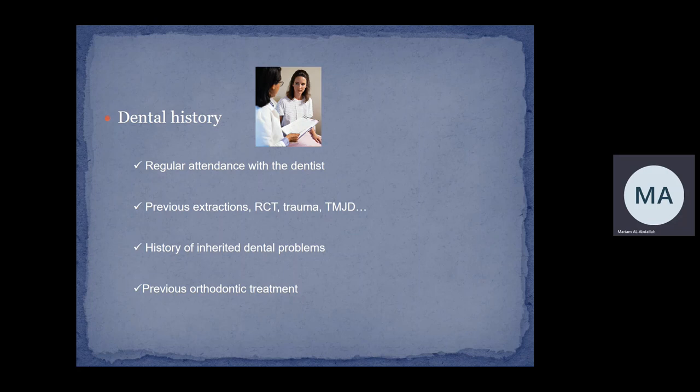Previous orthodontic treatments, it's important to record this because it's important to know why the previous treatment was unsuccessful. What type of appliance the patient had? How long did the previous orthodontic treatment last? This is important because it will give you a clue about the patient's compliance and the problems that the patient was faced with during his previous treatment.